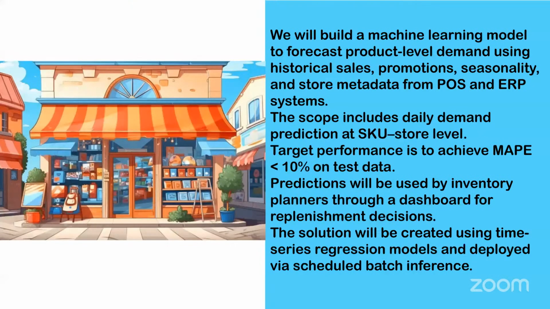I will just showcase an example of the solution statement. We will build a machine learning model, right? We can start with this statement because we are building a solution to forecast product level demand. If we know the demand, then I can stock properly, right? Based on the historical data, historical sales, promotion, seasonality, and store metadata, from POS and ERP systems.